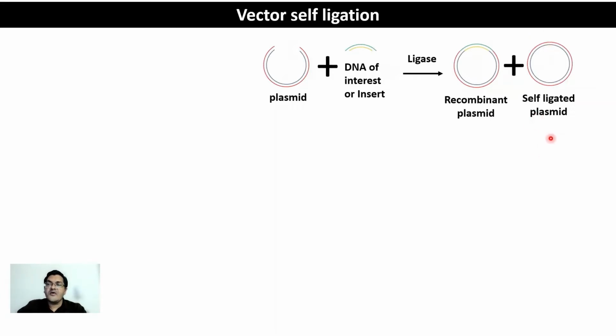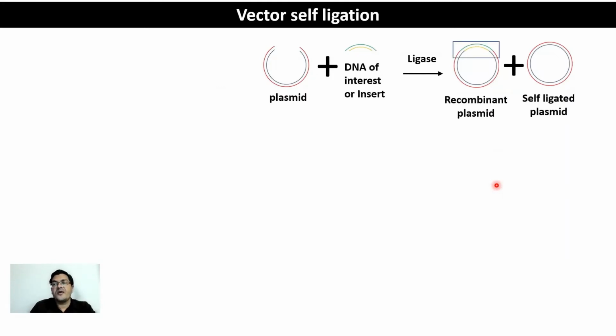And our idea is to ensure that self-ligation of plasmid does not happen. So when the self-ligation is not happening, automatically most of the reaction equilibrium will shift to formation of recombinant plasmid, and therefore the efficiency of ligation would improve. So how do we do that is the question. So let's have a look at this in more detail here.